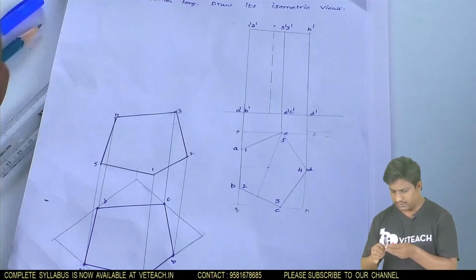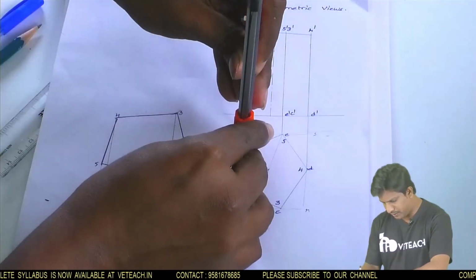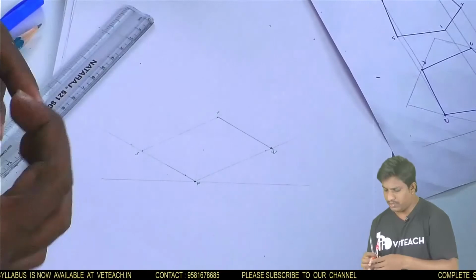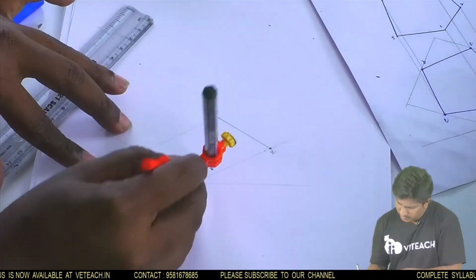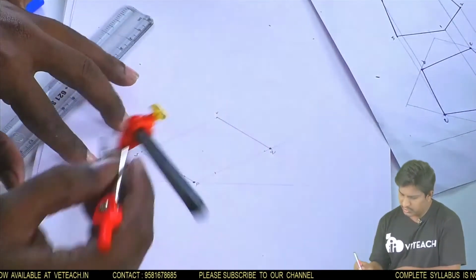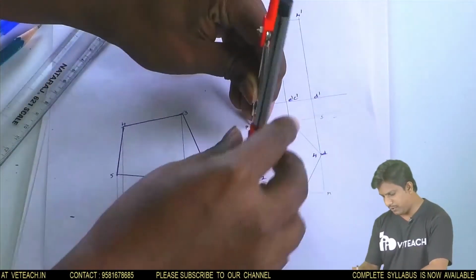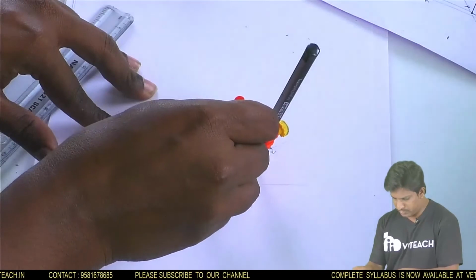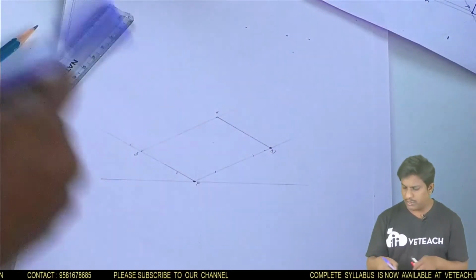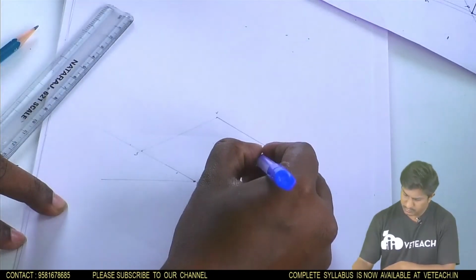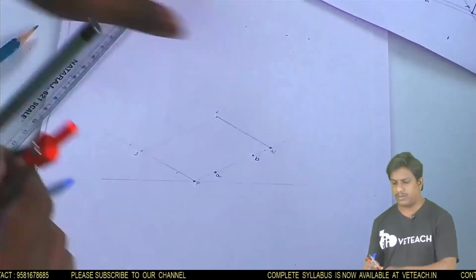Take a compass and take the distance from P to A. Keep the distance from P to A here. I got a point A. Now take the distance from P to B. Here I got the points A, B.